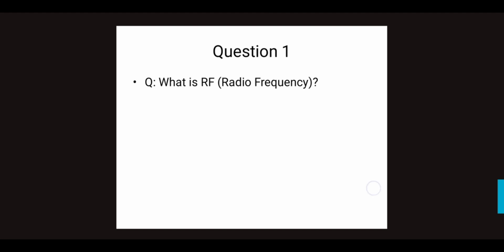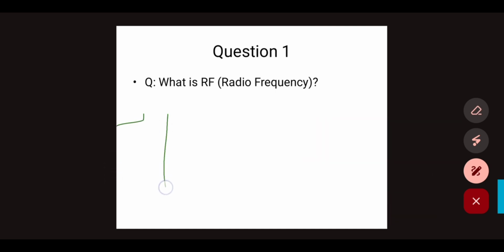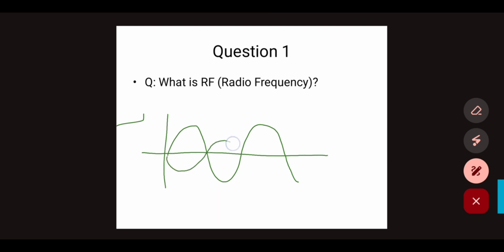In radio frequency, we have something like this: electric field and magnetic field. Those are perpendicular to one another, and the wave is traveling in the direction that is perpendicular to both of them. Now again, we all know that.